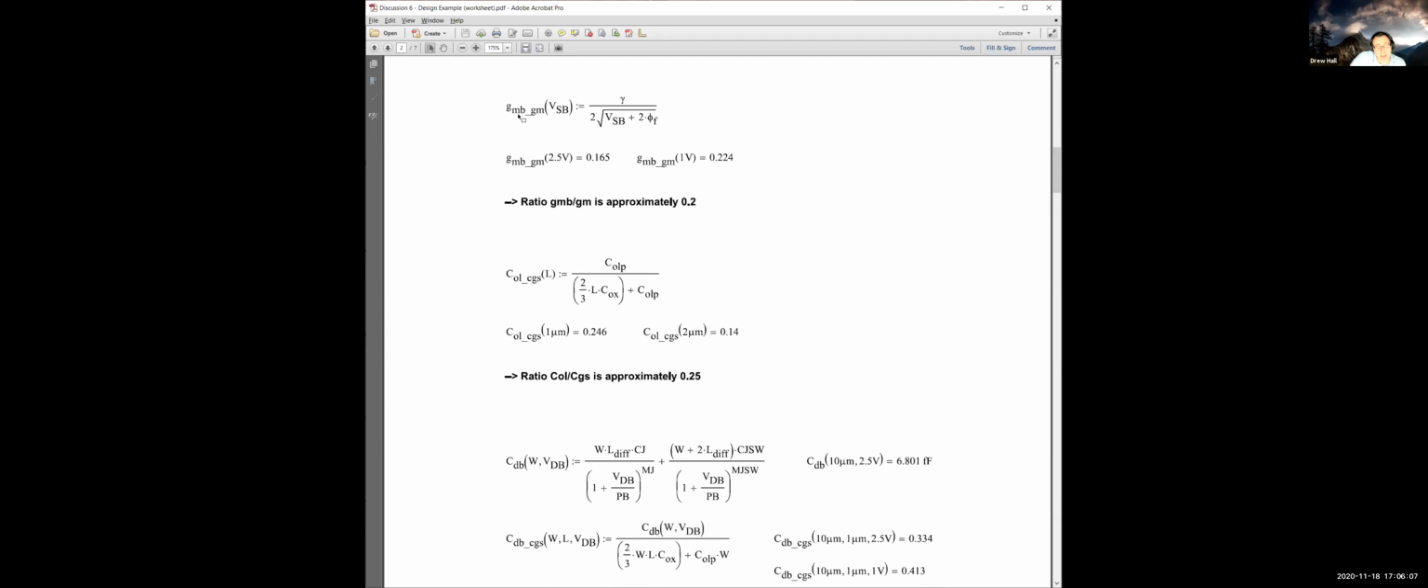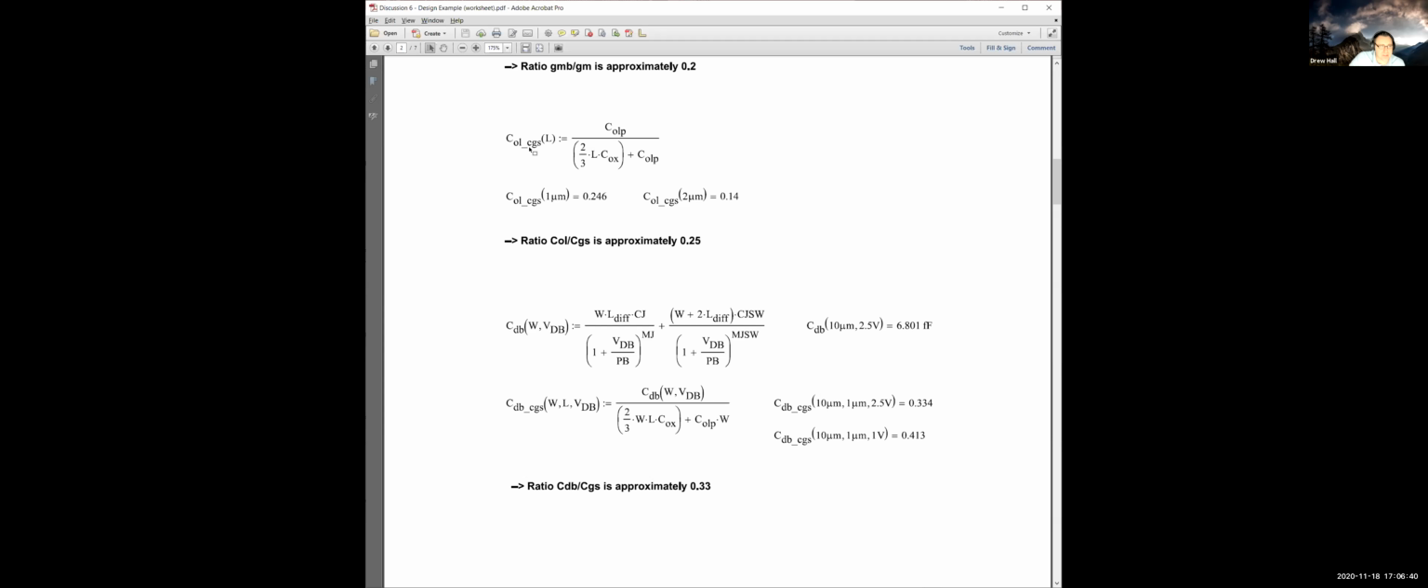Then I have the function that calculates GMB relative to GM as a function of the source to body voltage, VSB. And so if I run this through kind of extreme cases, 2.5 volts, 1 volt, I see that it ranges from about 0.15 to 0.2. This is typical of almost every technology that I've ever worked in, where the ratio between GMB and GM is almost always on the order of about 0.2.